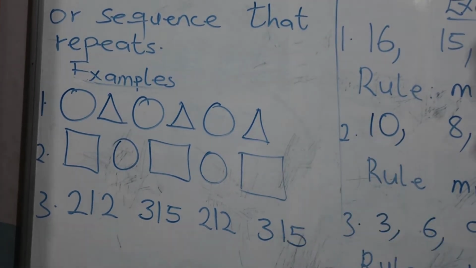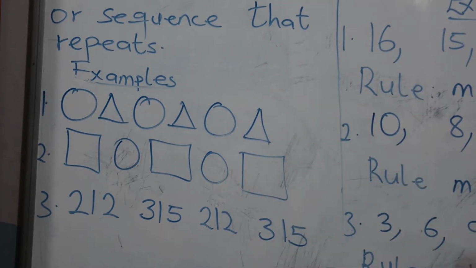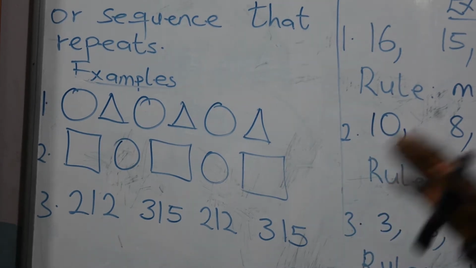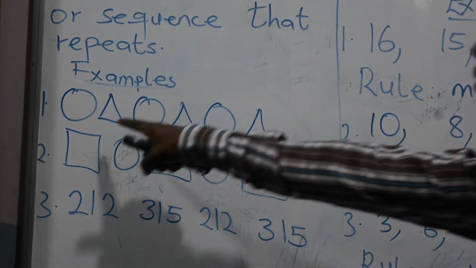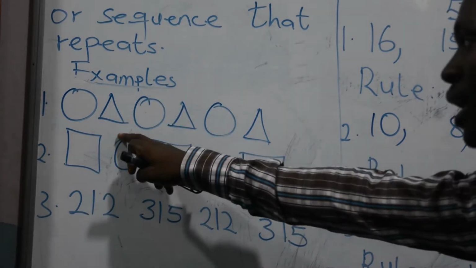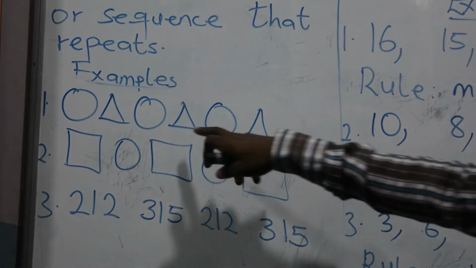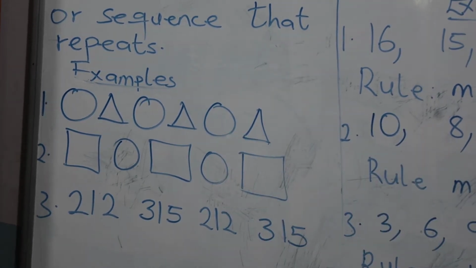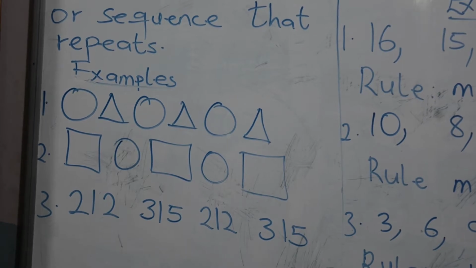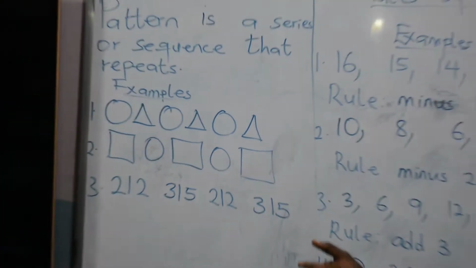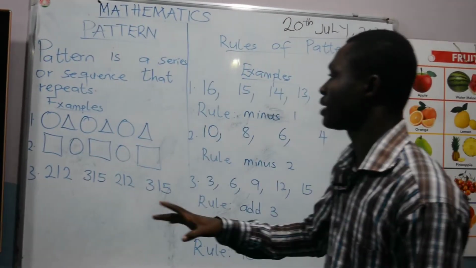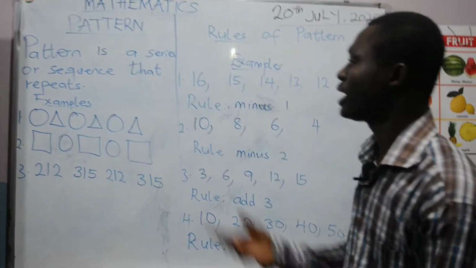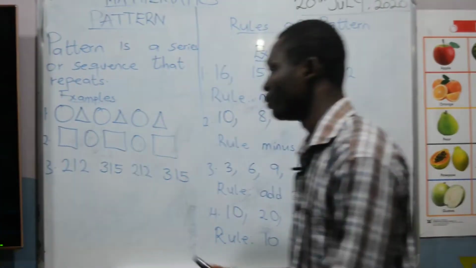So you need to look at how they have been repeated before you use it to do your own. So we have circle, then the next triangle. Circle, triangle, circle, triangle. So we are done with our first pattern. Sometimes too, we can just give you the circle, triangle, dash, dash, for you to repeat it. So let's move on to the next example.